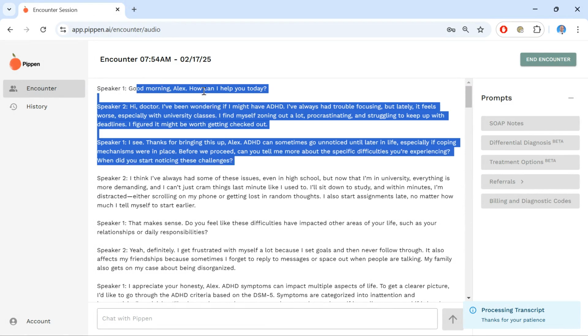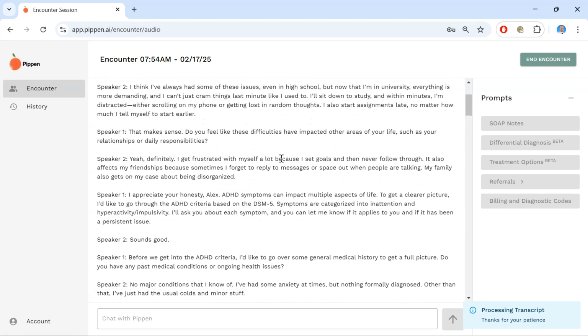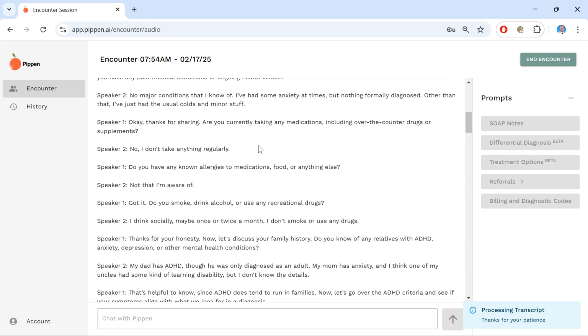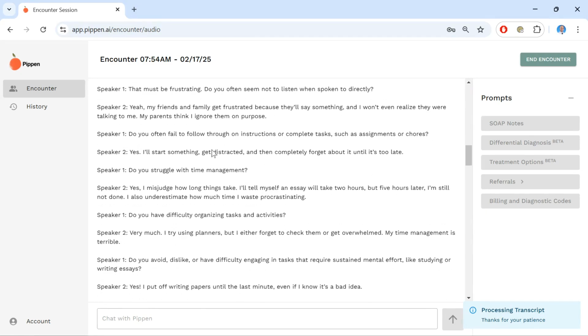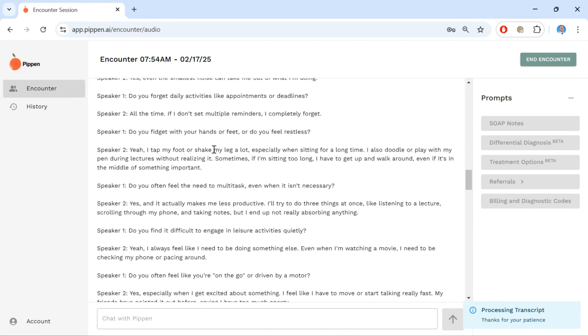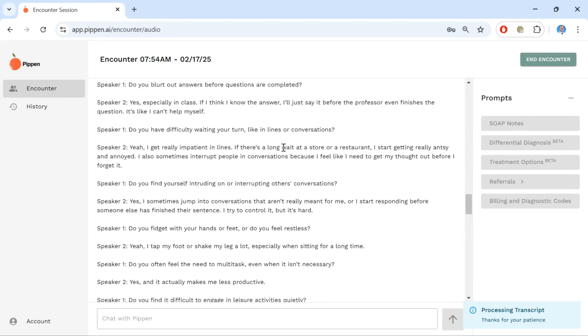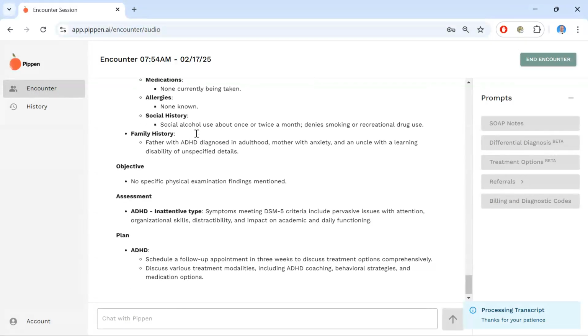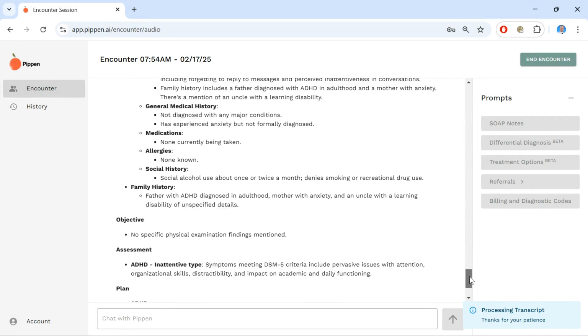So you're talking to the patient, Alex, who brings up that they think that they have ADHD. You go into a lot more details about ADHD, including the ADHD criteria. You're asking about other important things like family history, and you can see it's a detailed transcript there. And this is the notes that you're getting by default.